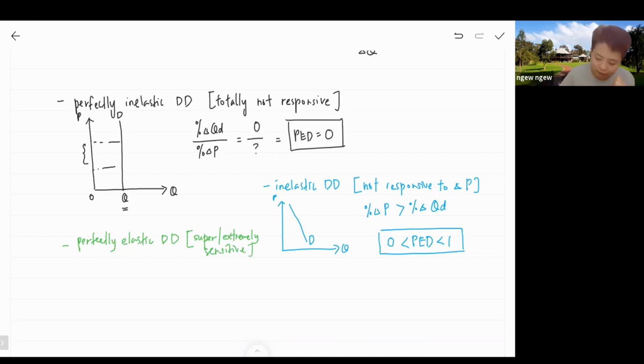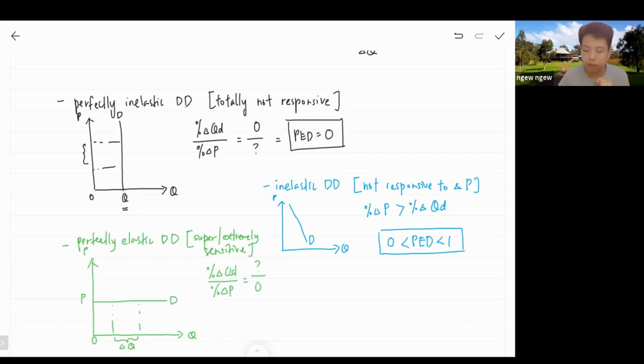Okay, so in this case guys, you see the demand curve will turn into a horizontal line. It shows that consumers are only willing to buy at this price, okay? And they are willing to buy any amount at this price. So your changes in Q. And therefore, based on the formula, if you use the calculator, the percentage change in price is 0, right? So anything divided by 0, you will get a math error. And therefore, the PED value for perfectly elastic demand will be infinity.